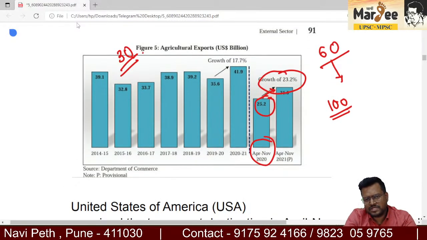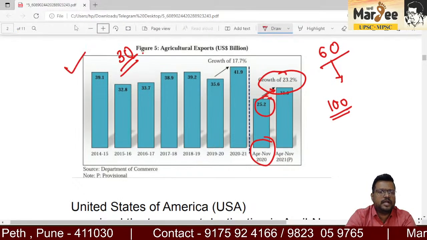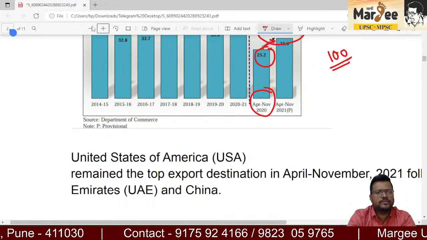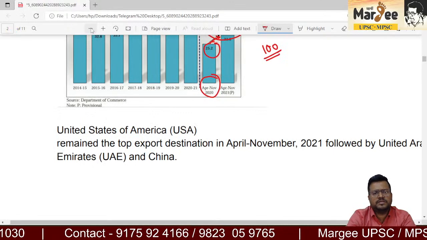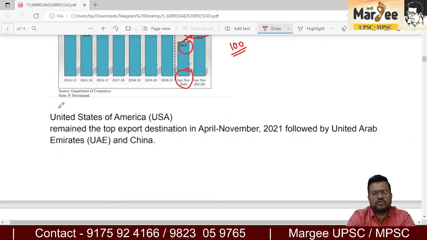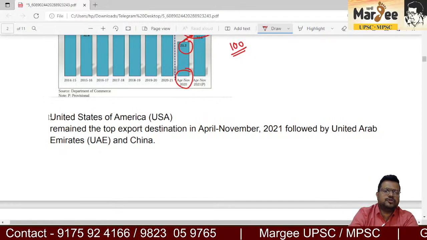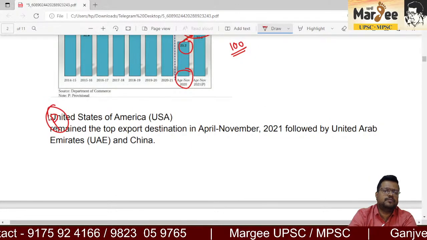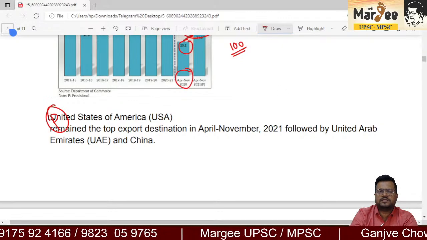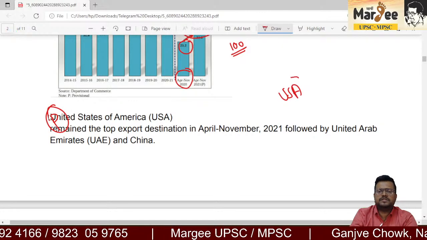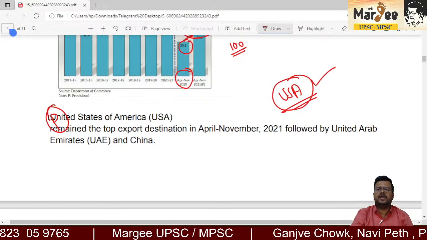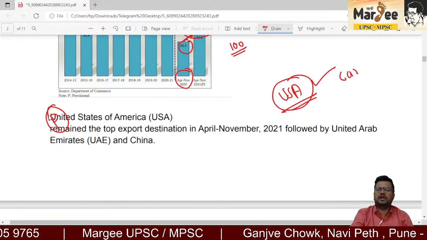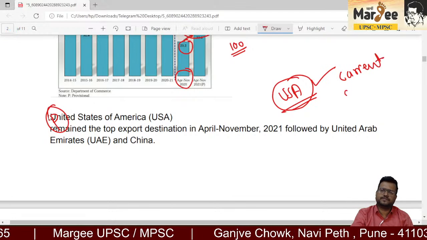So have just brief idea of this trend of agriculture export. कोणत्या देशाला आपण सगळ्यात जास्त ॲग्रिकल्चर एक्सपोर्ट करतो? तर that is United States of America. This is a prelim related question that can be asked. USA is our top export destination. You must be aware that we are having current account surplus with US.